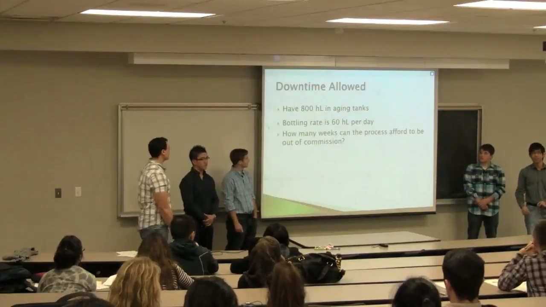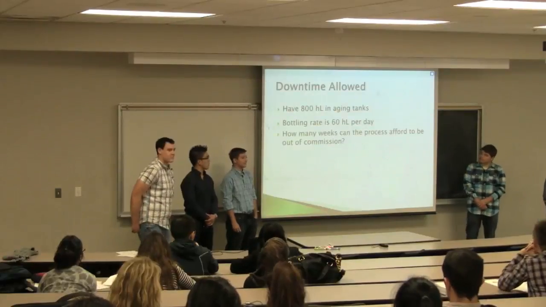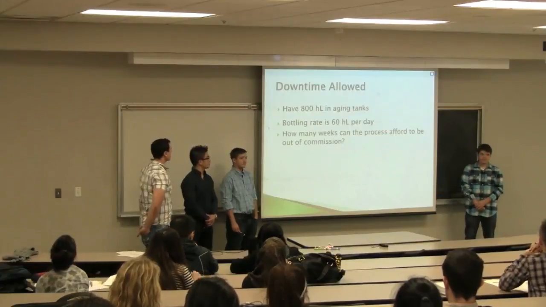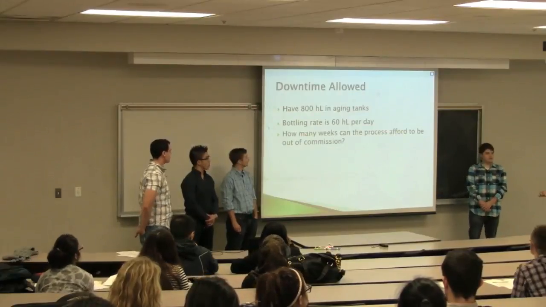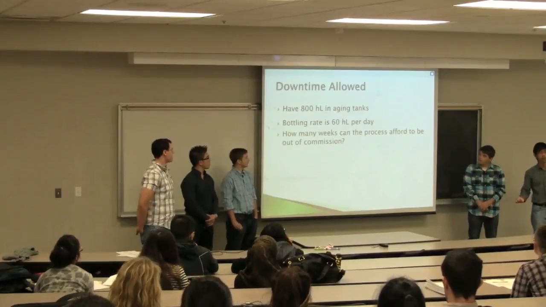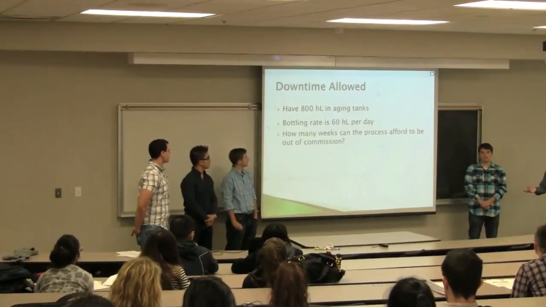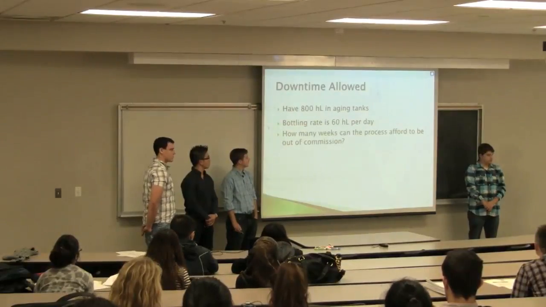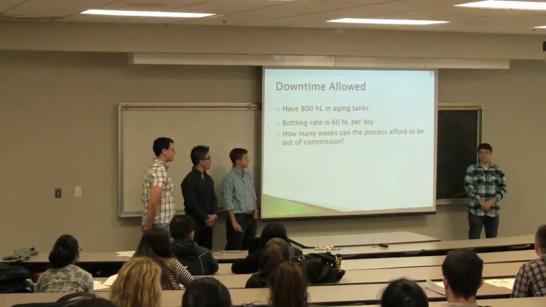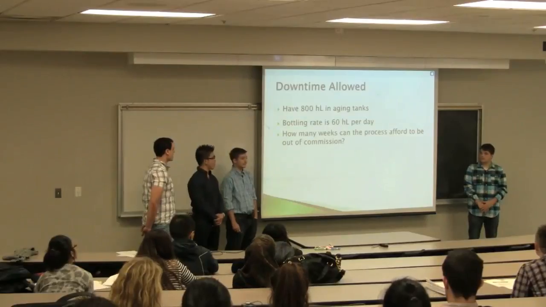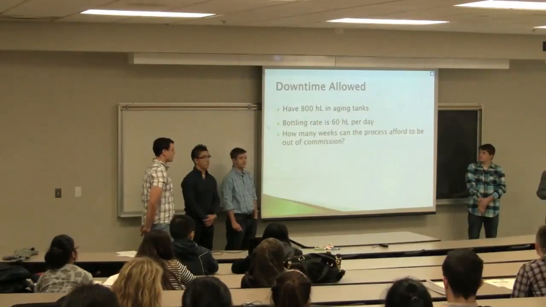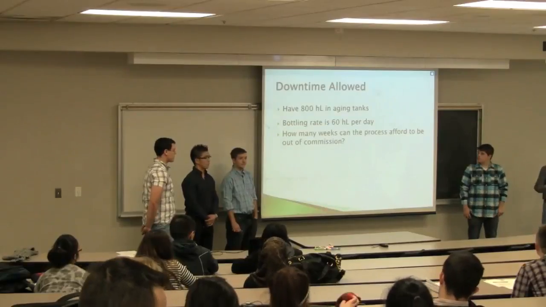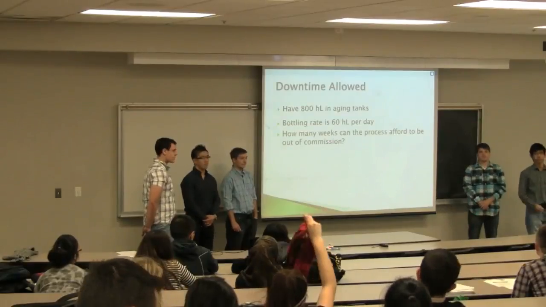So, two small case studies for the class, to show the operation of the system. The first one: you have 800 hectoliters. A hectoliter is 100 liters. Of the 800 hectoliters, you want to brew 60 hectoliters a day, and your process goes down because, say, a heat exchanger went down for some reason. How long can you have until you run out of stock and you need the process up and running again?